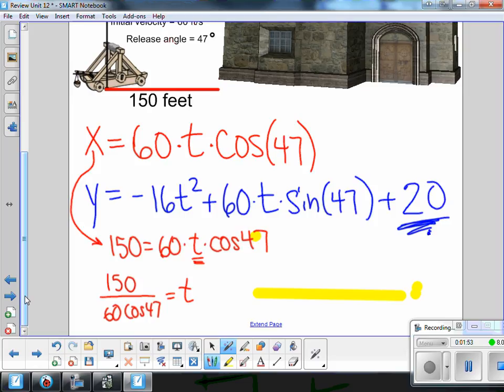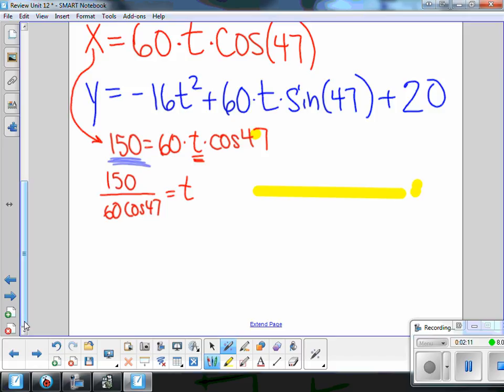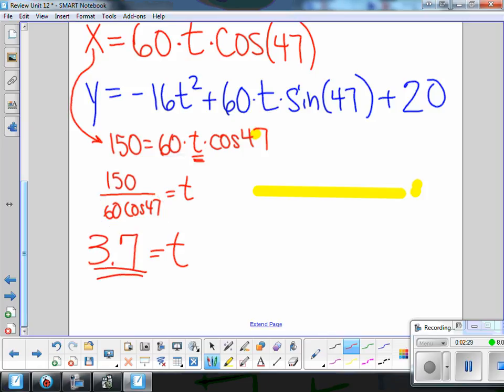To do this problem, there are multiple ways you could do this. I said, well, how long will it take, what will the time be, for it to reach the castle 150 feet away? So I put 150 in for x, and I solved for t. When you do this, when you divide by these two things, make sure you divide with parentheses around the whole thing. The time came out to be about, what was it, 3.7 seconds? Okay, we'll round to the nearest tenth just for simplicity.